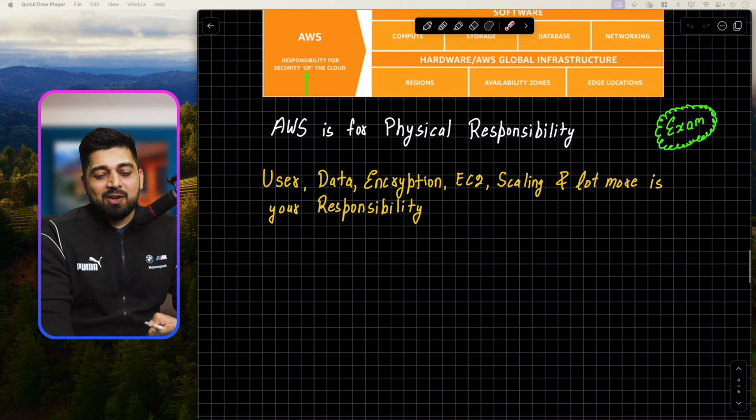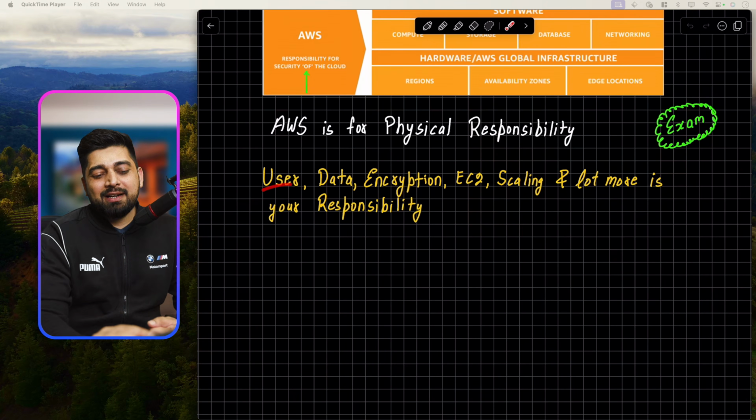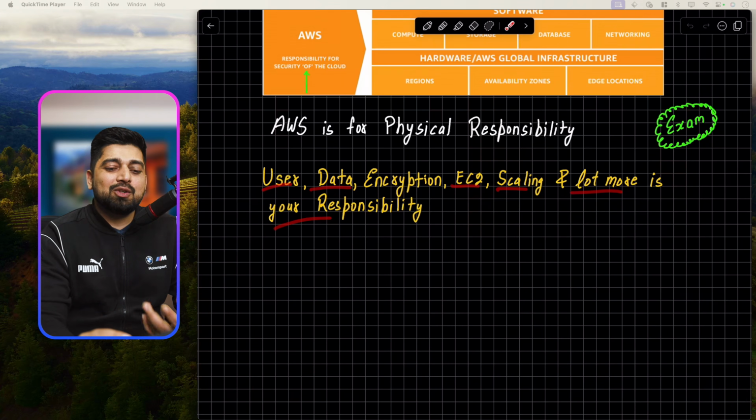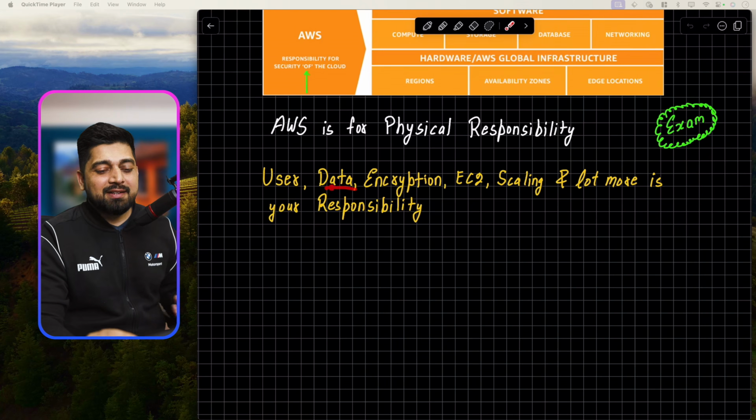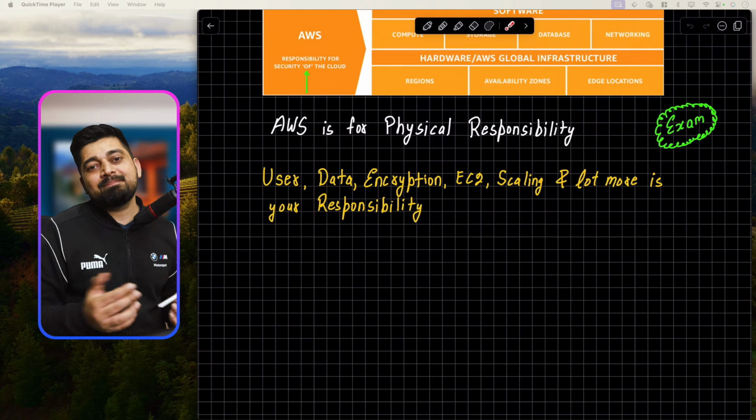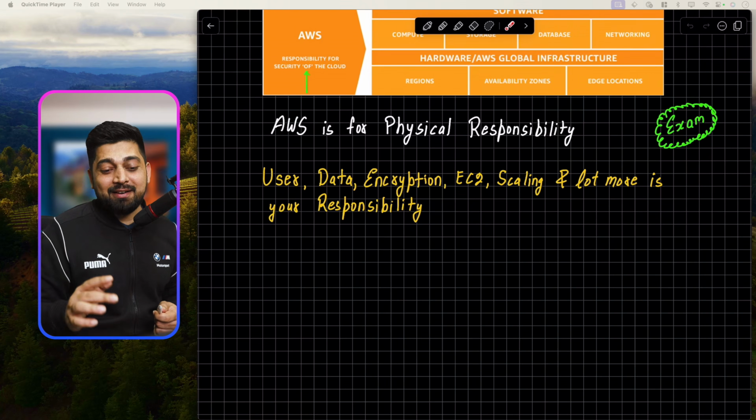All right. So just remember, user data, data encryption, EC2, scaling, a lot more is your responsibility. Usually the question is framed around similar syntax. There is a user data, there is a data encryption. So whose responsibility is it? Ours, not the cloud provider.